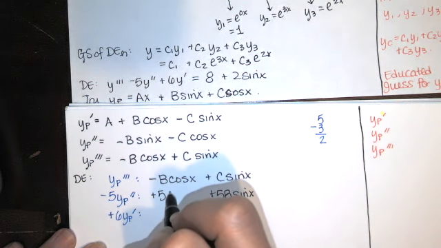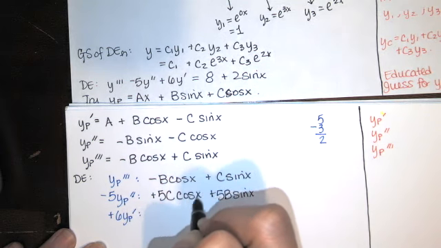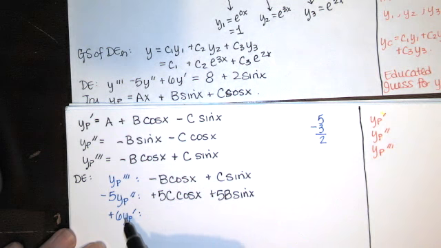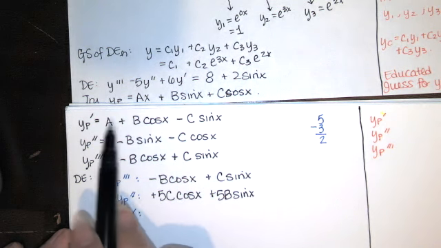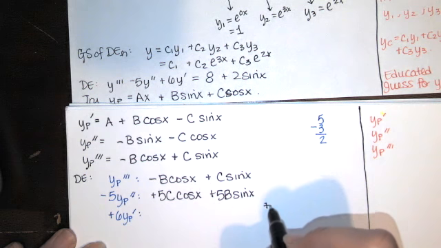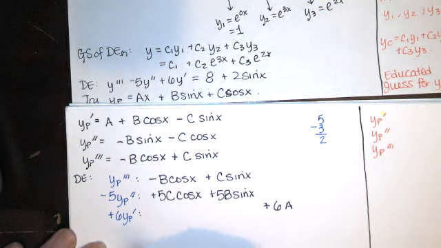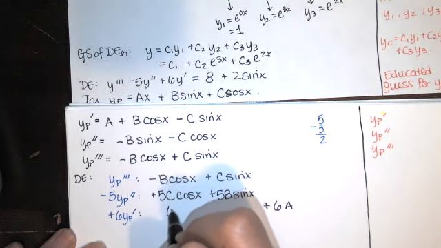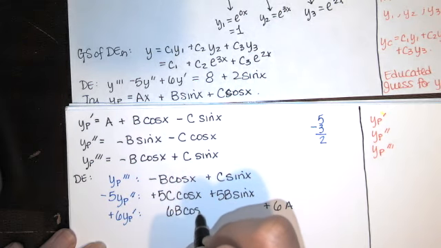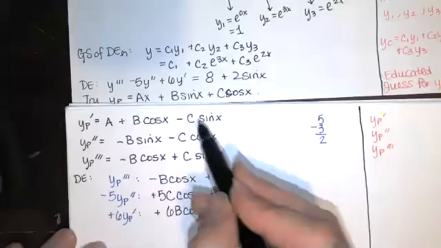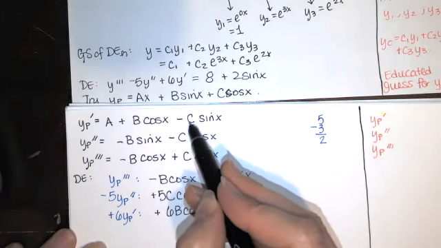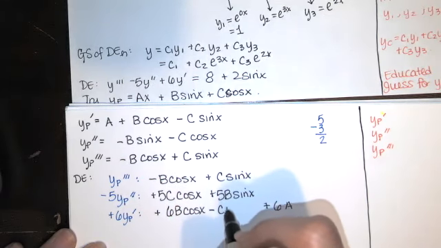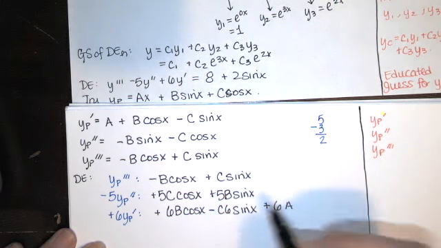And I'll put that in the cosine column. Then I want 6 times y sub p prime. Well, the 6 times the a, that's not a like term with anything else, so it goes in its own column. Then I'll have 6 of these cosines, 6b cosine of x. And then negative c times 6 is going to give me negative 6c times sine of x.